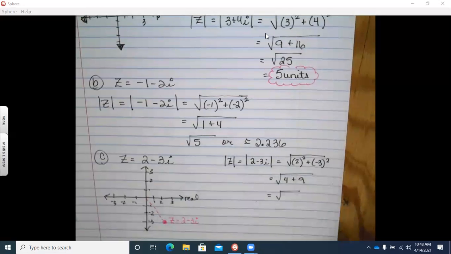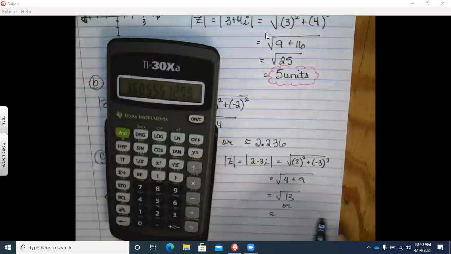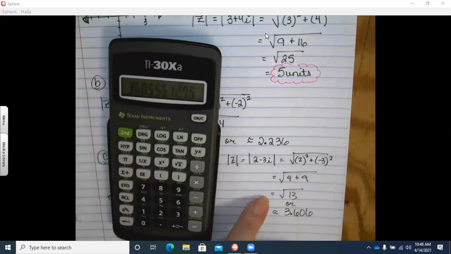What y'all get? Square root of 13. That's going to be the exact answer. Or if we can approximate, the square root of 13 is, let's go with 3.606. The exact answer is the square root of 13. 13 is not a perfect square. So 3.606, either or. Y'all good with that?